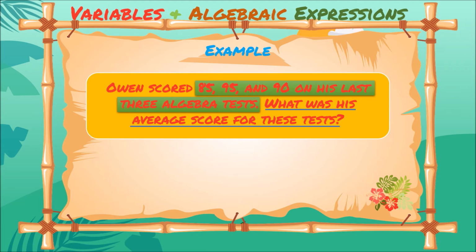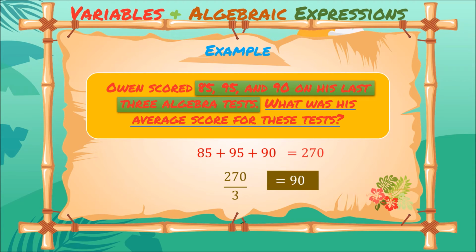In this case that will be 85 plus 95 plus 90, that is equal to 270. And if we divide that by 3, we get 90. So that means that Owen's average test score for these tests was 90.